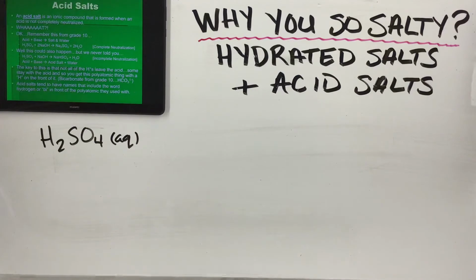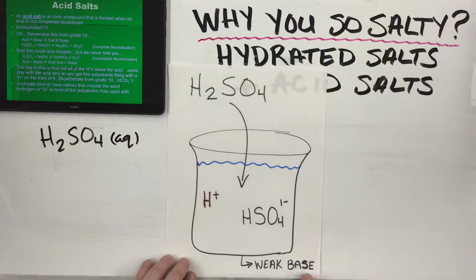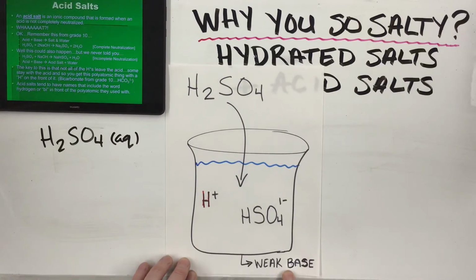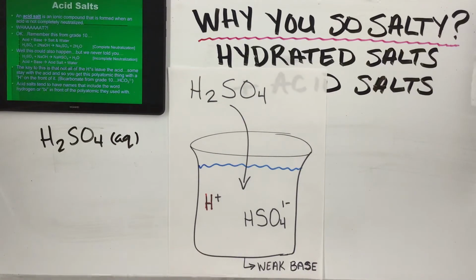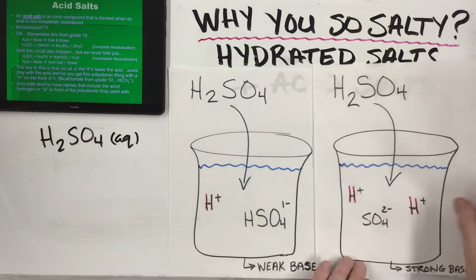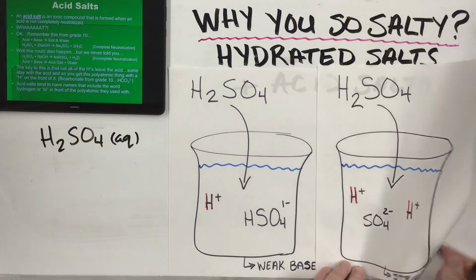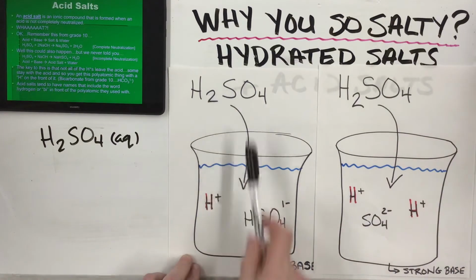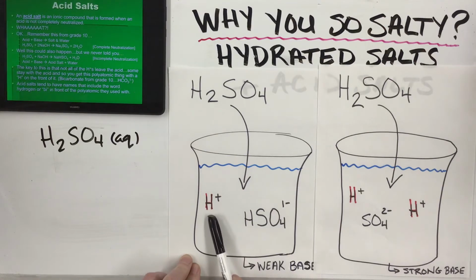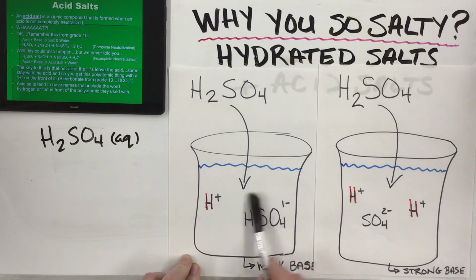Acid salts are formed when we drop that same acid into a weak base this time. So not a strong base, a weak base. And that acid doesn't fully dissociate, right? If we look at what happened before, it entirely comes apart, the 2 H's and the SO4, I get 3 ions. But look what happens here. In this instance, only 1 of the hydrogens comes off. The other one stays with the sulfate. And what this forms is the bisulfate ion.